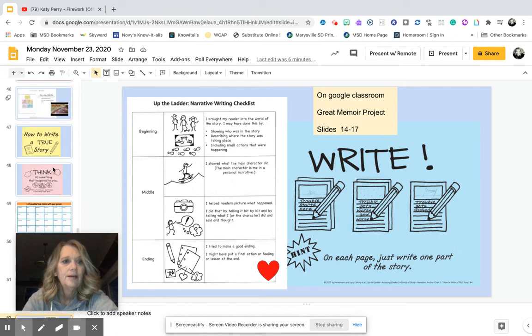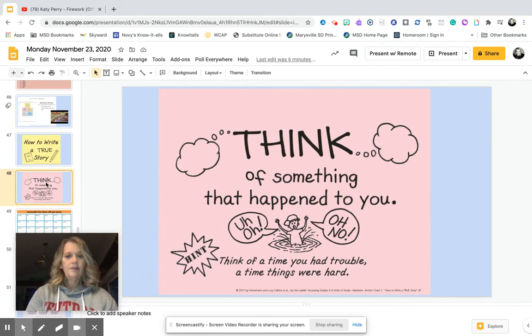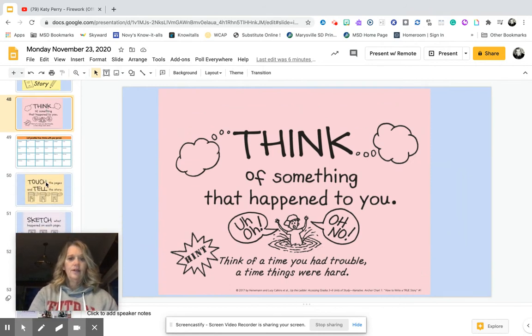So remember that the steps are: think of something that's happened to you, and often a time when there was a problem. Stories have problems. All the books that we read, all the stuff that we read from the experts, they have problems. It doesn't have to be a big life problem. It can literally be something as simple as you're learning to tie your shoes. That's the problem. Your shoes are untied. You are learning. You're little. It's a big deal when you're little. Okay, so something that happened to you that's important to you.